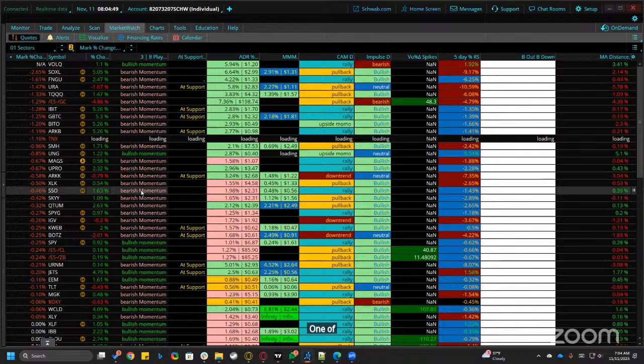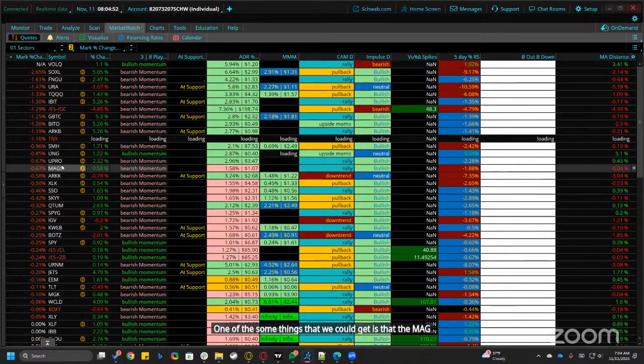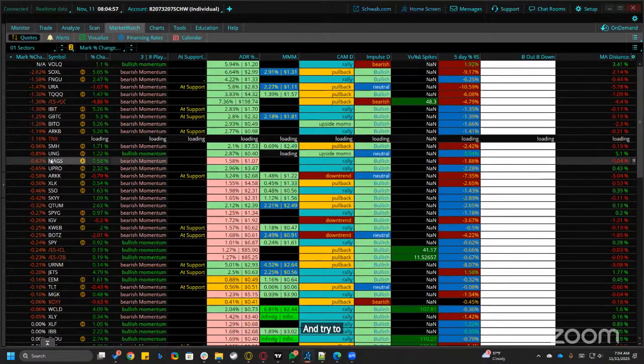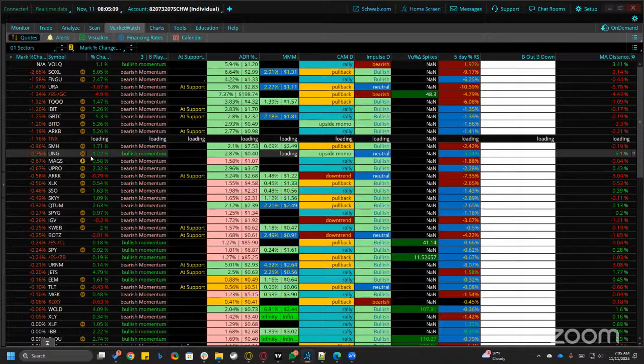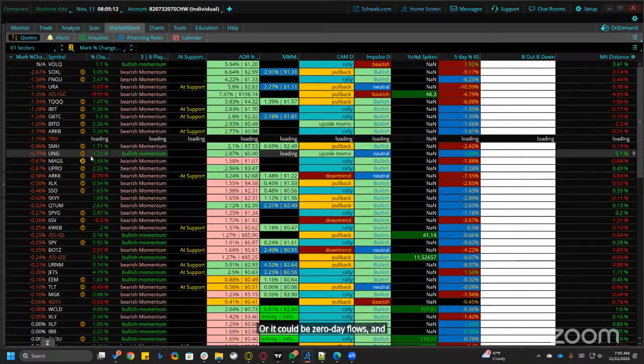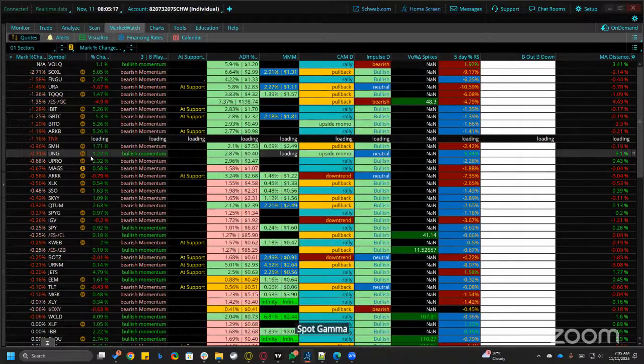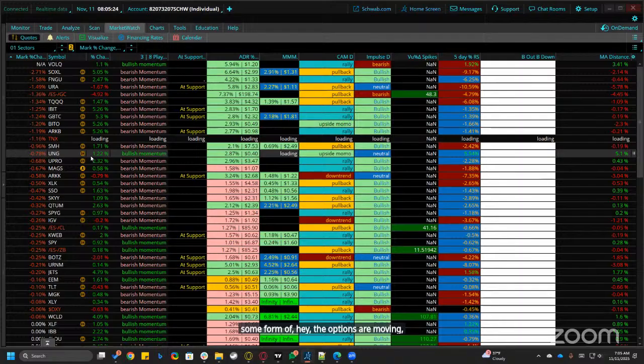One of the somethings that we could get is that the Mag 7 and financials and consumer discretionary turn from being at the lows and try to run up and break through yesterday's close and move to the upside. That'll be really easy to see, right? We'll be able to spot that, no problem. Or it could be 0-day flows. And if you got the right tool, that won't be hard to spot. Spot Gamma, Trady Ticks, Mentor Q, whatever you run, right? They're all going to provide some form of, hey, the options are moving kind of logic.